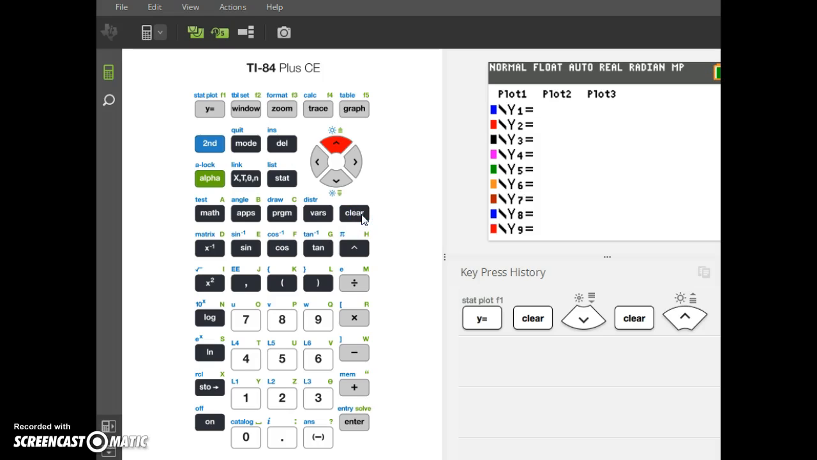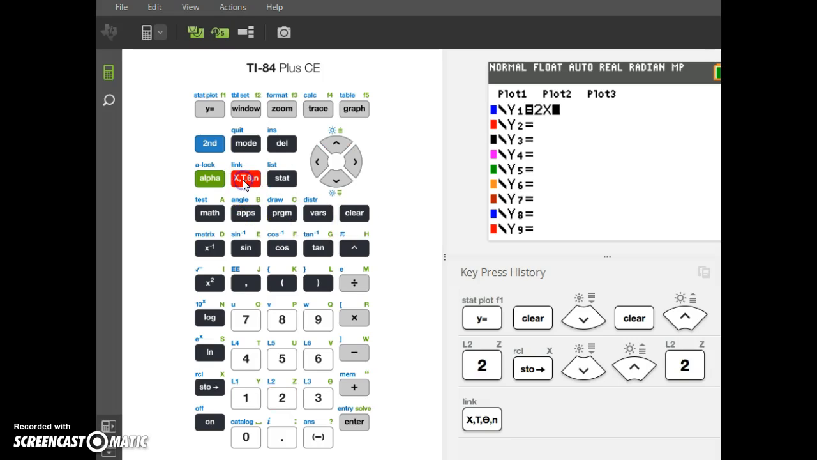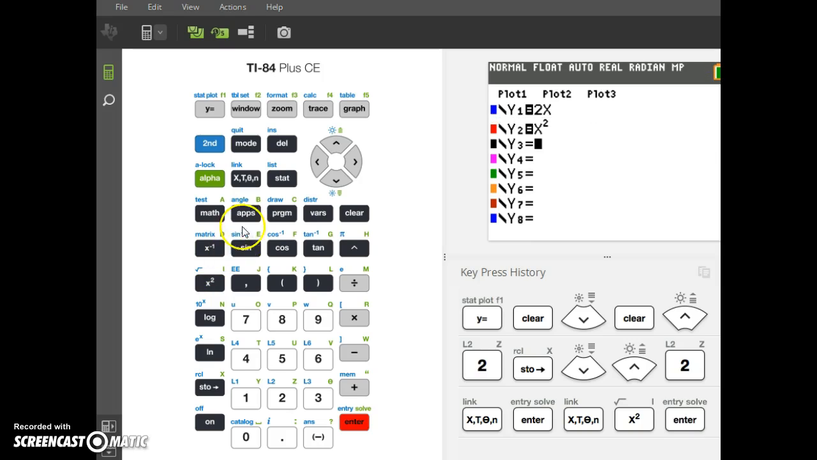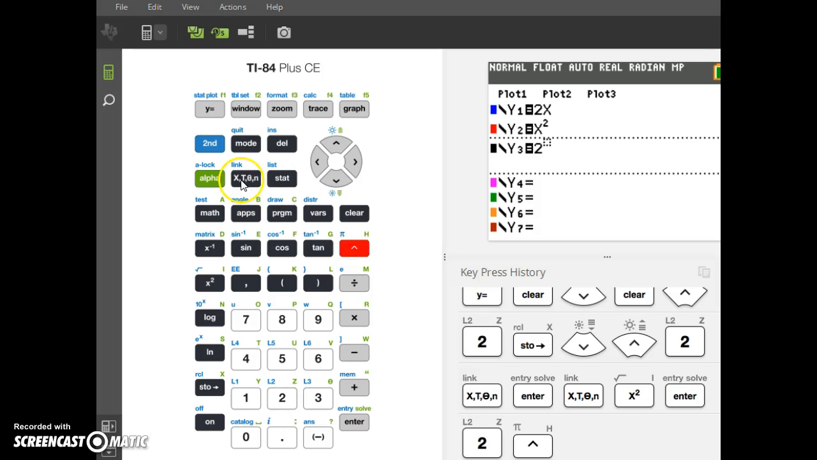In y1, I'm going to type my first function, which was 2x. And it did something weird. Hold on, 2x. And then I'm going to hit enter. And for y2, I've got x squared. Hit enter. And for y3, I have 2 to the x. 2, and then the caret key, x.